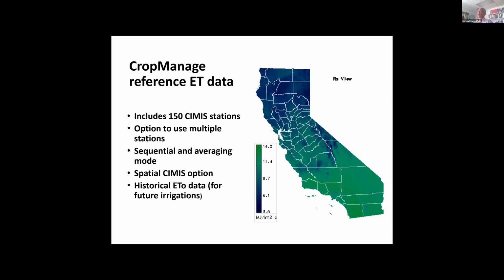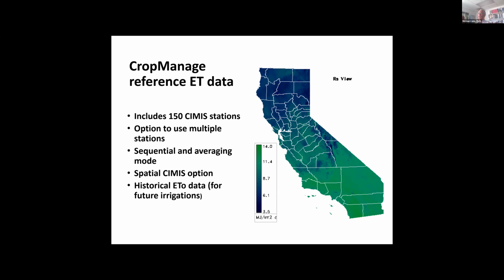I mentioned CropManage brings in reference ET data for California from 150 stations. You have the option to use multiple stations. We have what we call sequential mode, where you can designate your first choice of a station, or you can average multiple stations available. And then CIMIS, which is operated by the Department of Water Resources, also has a spatial CIMIS product that's based on satellite.